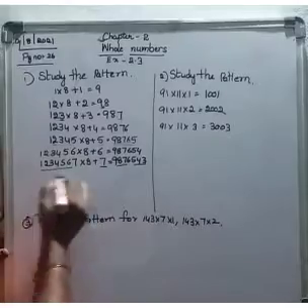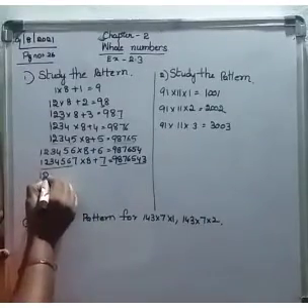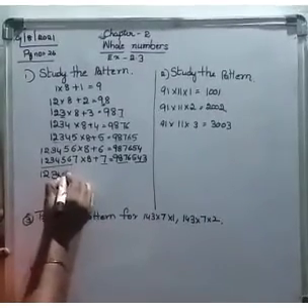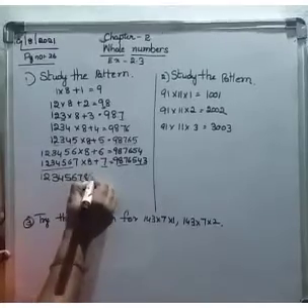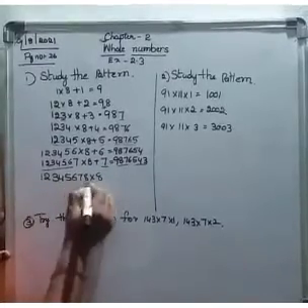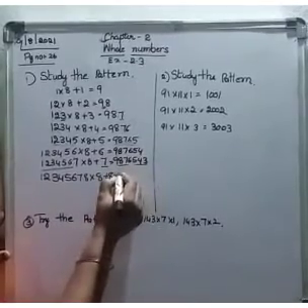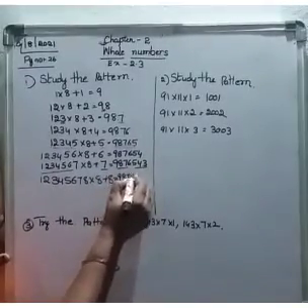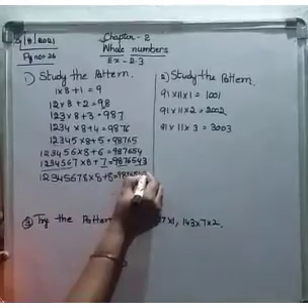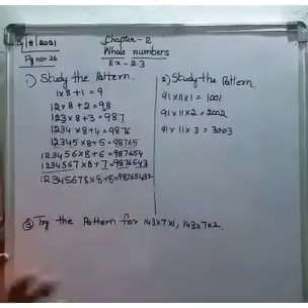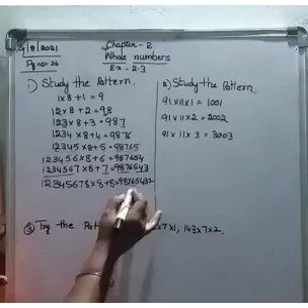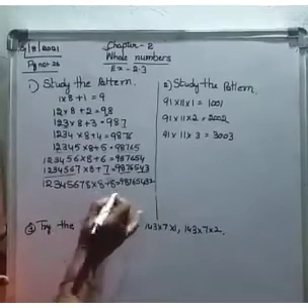Next pattern. 1, 2, 3, 4, 5, 6, 7, 8 into 8. Here 8 digits are there now. Plus 8. In the answer also 8 numbers will come. 9, 8, 7, 6, 5, 4, 3, 2. Right? How many digits are there? 4, 4, 8. Here also 8.